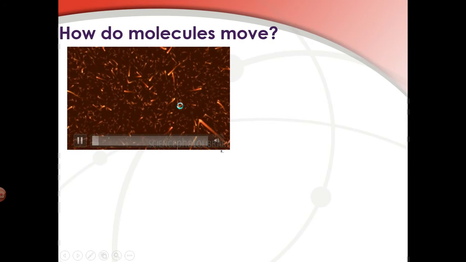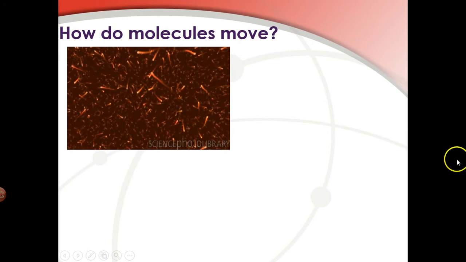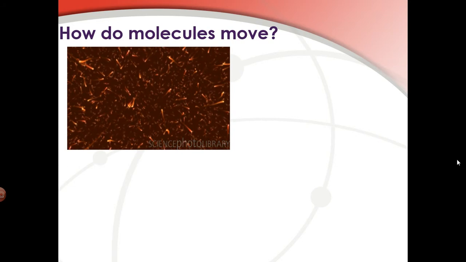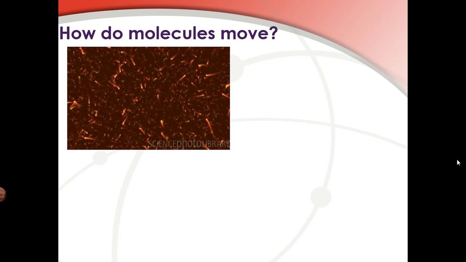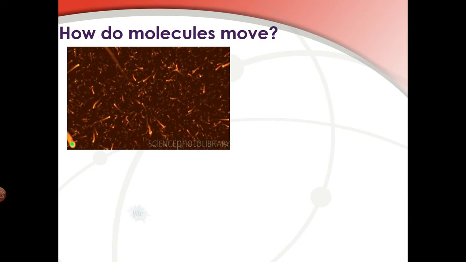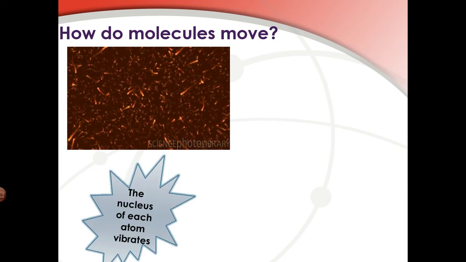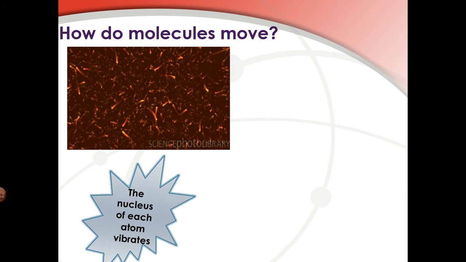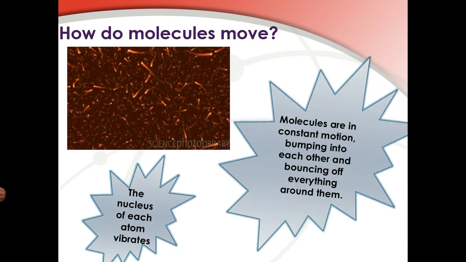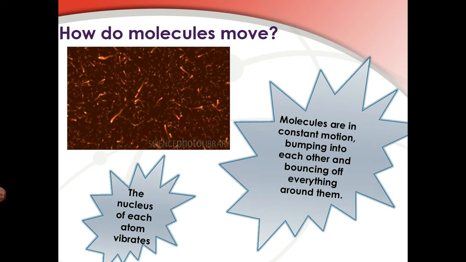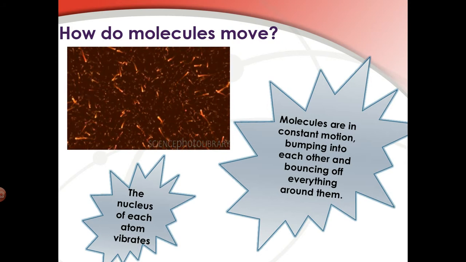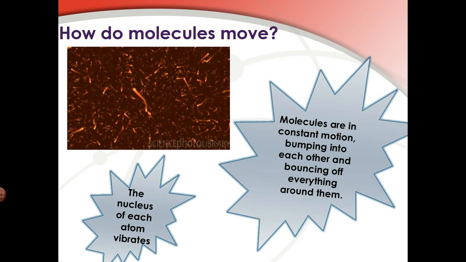So molecules are constantly in motion. They're never still. Even the molecules that make up solid objects like your desktop or your tabletop or your pencil, even though that's a solid object, the molecules that make it are constantly in motion. And that happens, as you saw in the Bill Nye video, because the nucleus of each atom vibrates, and that vibration causes it to move around. Molecules are in constant motion, bumping into each other and bouncing off everything around them, bouncing off other molecules, and kind of flying through space.